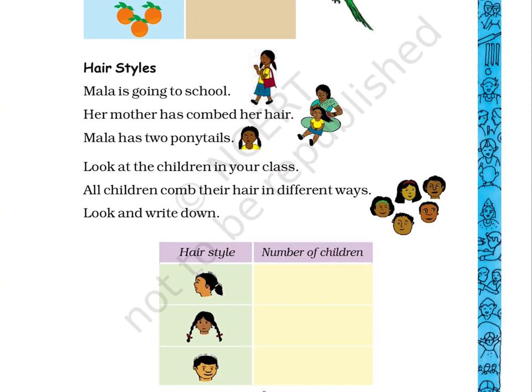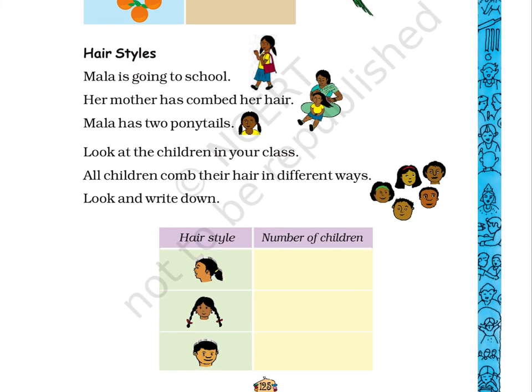Part 2. Hairstyles. In this part, the text is on the left side and picture is on the right side. Mala is going to school. Picture shows a girl carrying school bag going to school. Her mother has combed her hair. The picture on the right side shows Mala sitting in front of her mother who is combing her hair. Mala has two ponytails. The picture shows face of Mala with two ponytails.